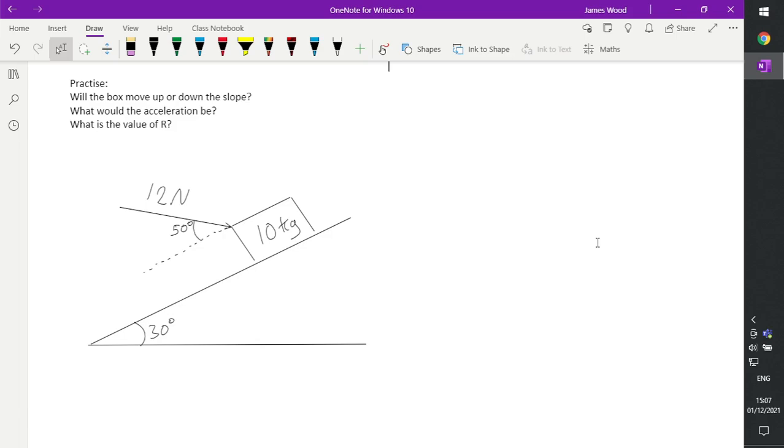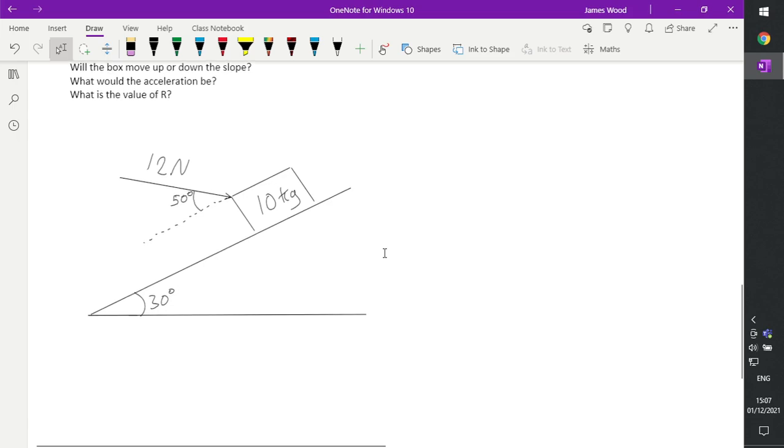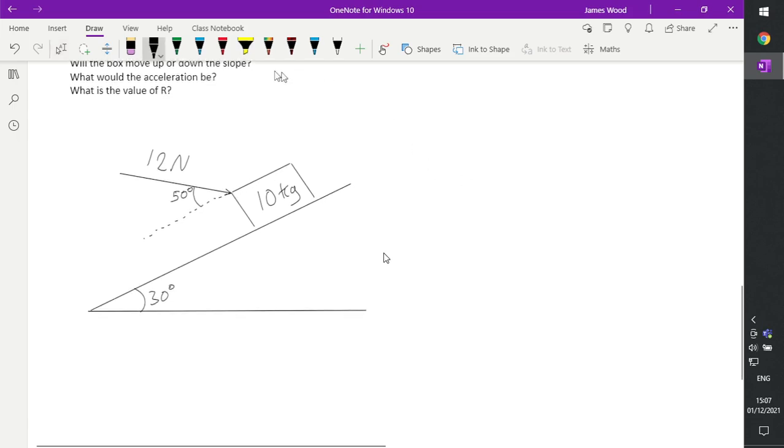So to solve this question, the first thing we've got to do is just resolve all the forces to be either parallel to the slope or perpendicular to the slope, just like we would do normally. So let's put the weight on first of all. So we've got the weight of this particle as 10g. Split that one up. The angle at the top is obviously 30. So this component here is 10g cos 30. And this component here is 10g sine 30.